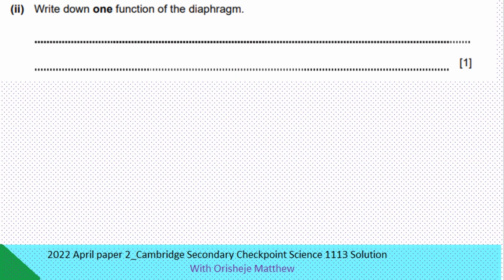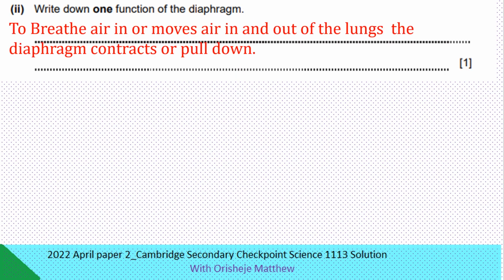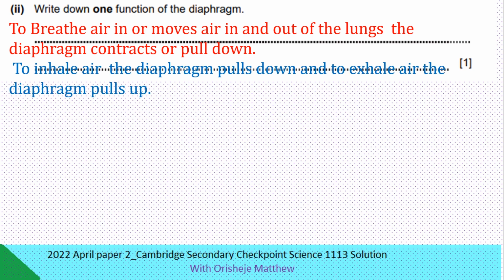Write down one function of the diaphragm. To breathe air in or move air in and out of the lung, the diaphragm contracts and pulls down. To inhale air, the diaphragm pulls down, and to exhale air, the diaphragm pulls up.